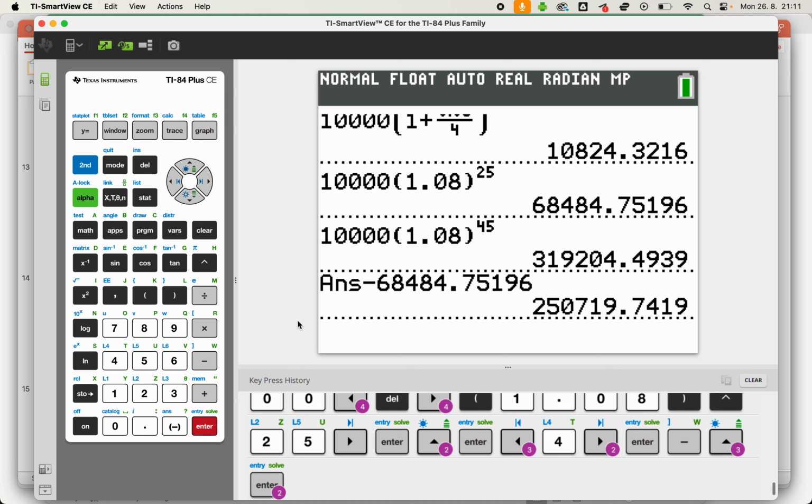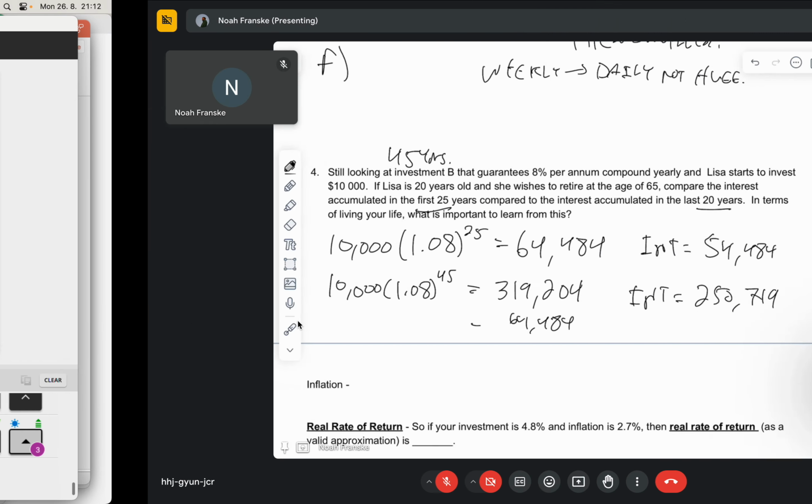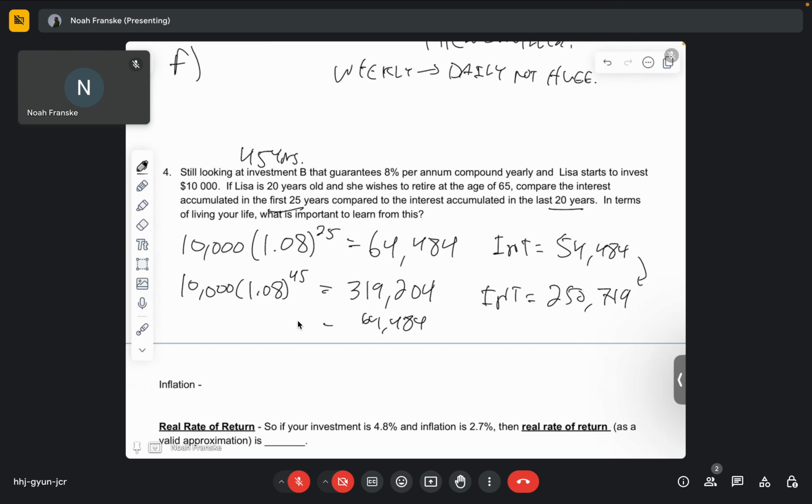So look at that. In the last 20 years, the interest is about 5 times more. It's fewer years, but it's a lot more interest. And what Mr. Ops is trying to drive to here, because he wrote this problem, is you should start investing early.